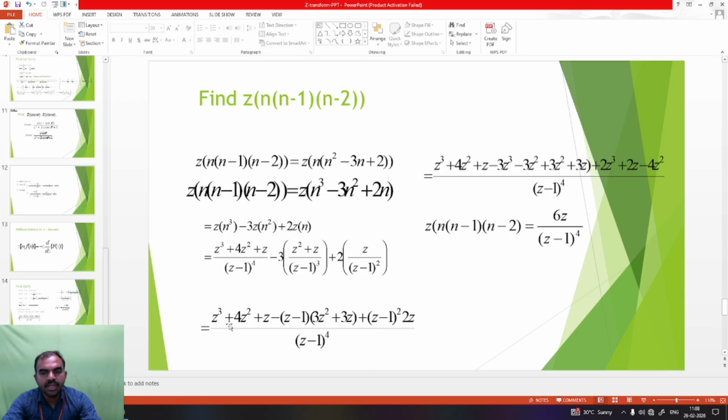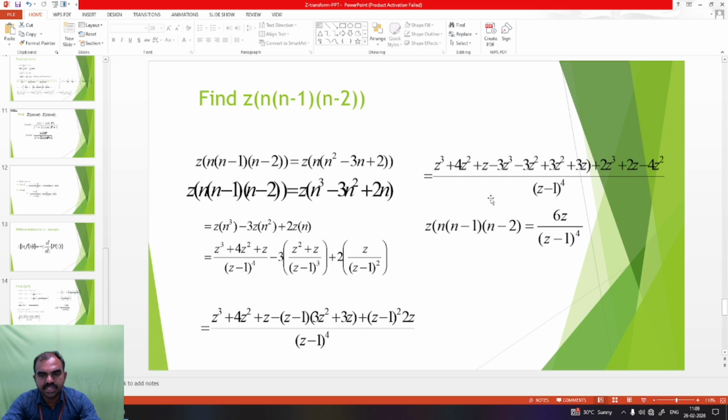Next, the same first term z cube plus 4z square plus z. Next, multiply the 3z square in here, and at the same time multiply the minus. So minus 3z cube. Then multiply this 3z square, minus into minus plus 3z square. Then here 3z into z is 3z square, and minus and minus plus into 3z. And here this one is the expansion of a minus b the whole square, so z square minus 2z plus 1. Multiply 2z, we get the answer 2z cube plus 2z minus 4z square by z minus 1 the whole cube.